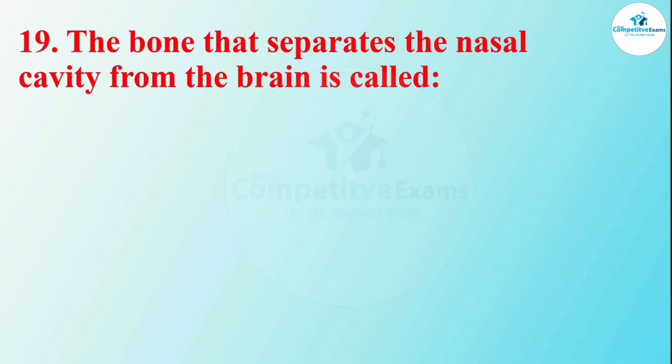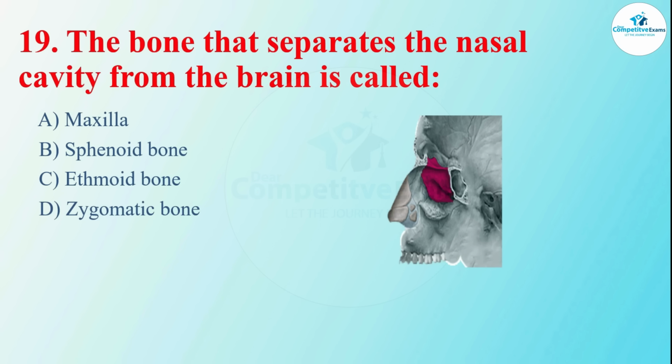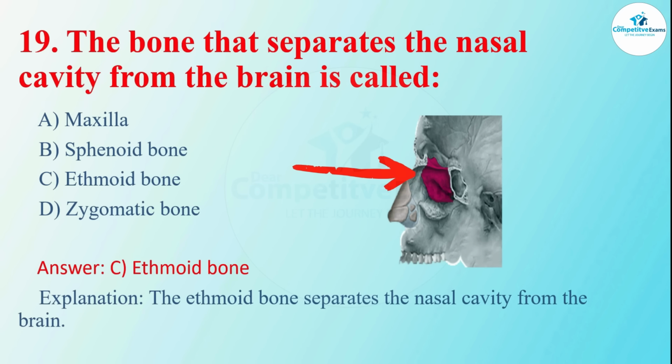The bone that separates the nasal cavity from the brain is called as. So which bone separates the nasal cavity from the brain, and what do we call that type of bone? Your options are maxilla, sphenoid bone, ethmoid bone, or zygomatic bone. Which one? The right answer is ethmoid bone. Friends, the ethmoid bone separates the nasal cavity from the brain.